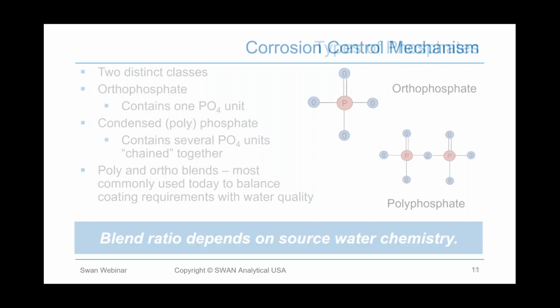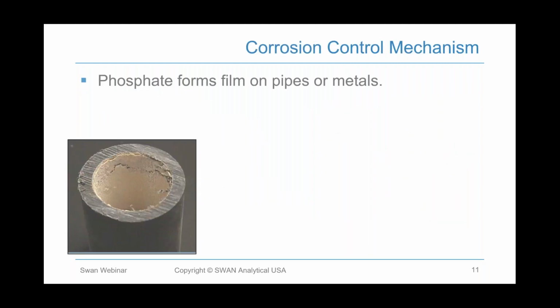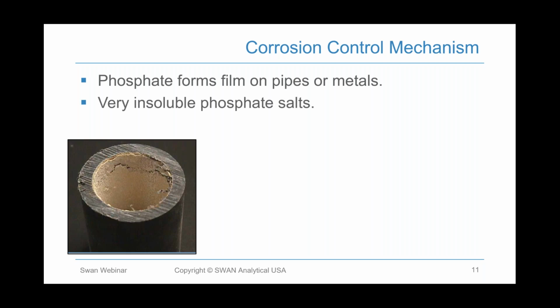So this is a cutaway of how these things look on the inside of a pipe. Many of you have seen this either in demonstration or in your own system. So the phosphate film, we'll talk a little bit about how this works, forms a film on the inside of pipes, really any metal, and is very insoluble to phosphate salt. So it does a pretty good job of hanging around. Not only does it coat the inside of the pipes, but it's pretty sturdy once it gets there.